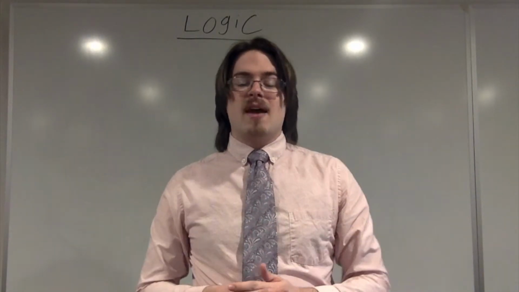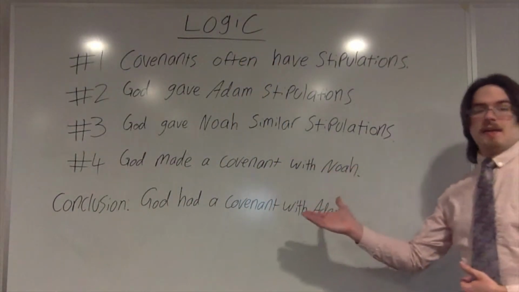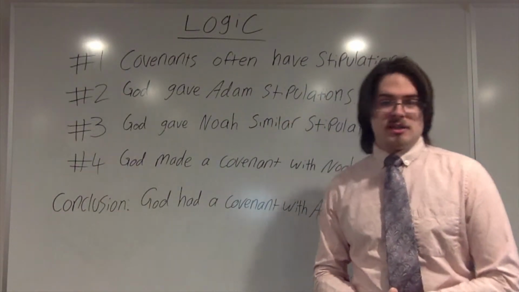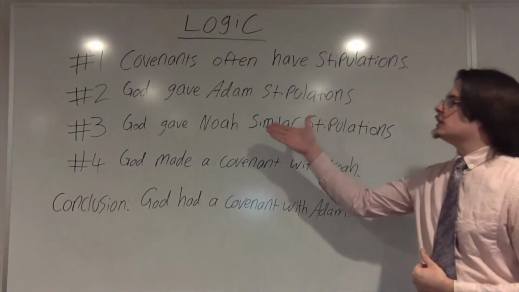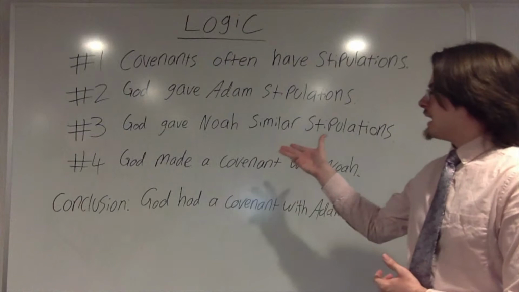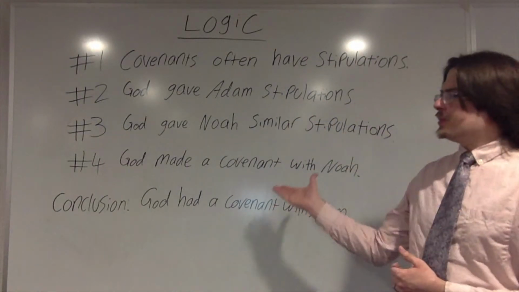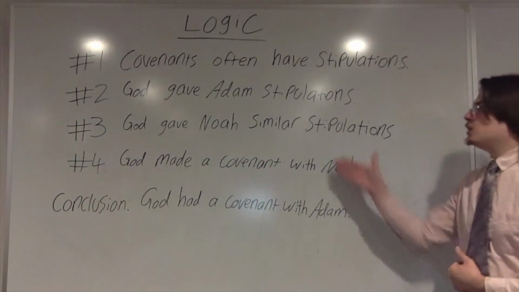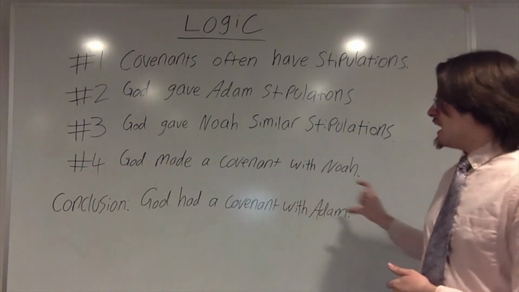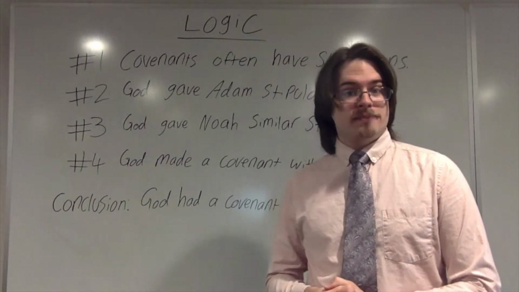Here's an example of how facts can become an argument. Here we have a list of facts. Number 1, covenants often have stipulations attached to them. Number 2, God gave Adam stipulations. Number 3, God gave Noah similar stipulations to those of Adam's. And number 4, God made a covenant with Noah in which these stipulations were a part. And finally, a conclusion: God had a covenant with Adam, just like he had a covenant with Noah.